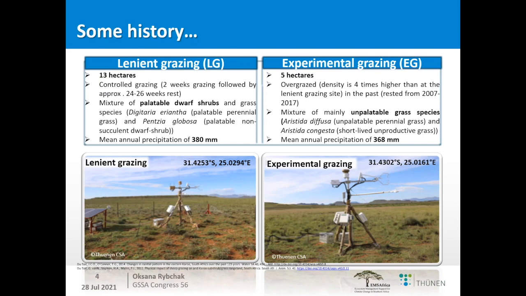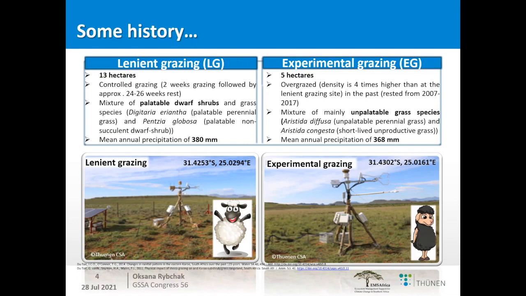If we compare vegetation cover, the LG site, or linear grazing site, is covered by a mixture of palatable grass and dwarf shrub species preferred by sheep, so we can observe their happy faces, whereas the experimental grazing site is covered mostly by unpalatable grass species and sad sheep.